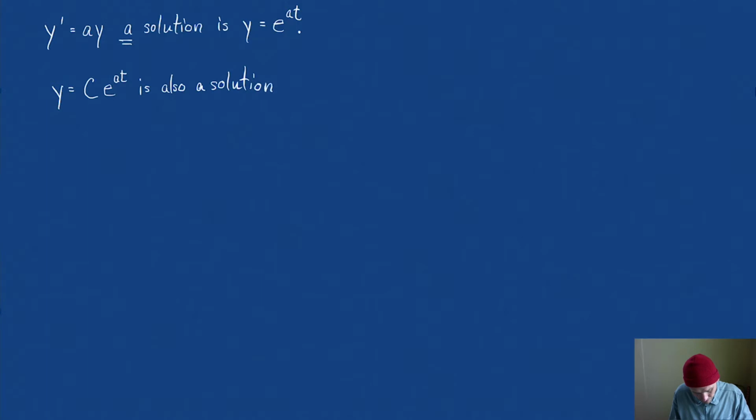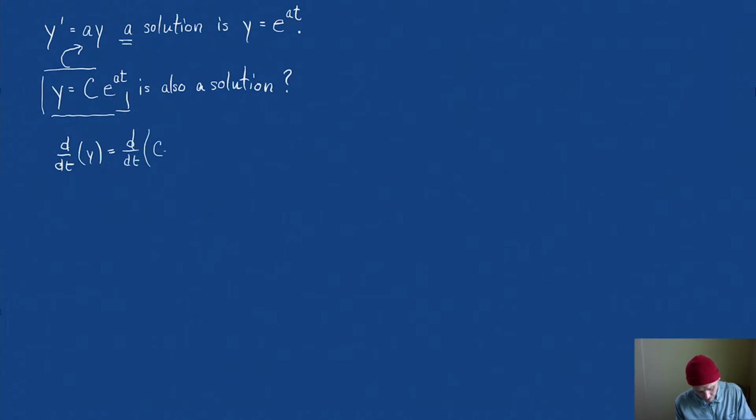I'll show you. I'm going to put a question mark. Well, what we do is we take the derivative of this equation and we see if we get a times y back out. So let's do that. I'm going to take the derivative of the left side, so the derivative with respect to t of y, which is just dy dt, and we're going to take the derivative with respect to t of the right-hand side, c e to the at, and let's see what we get.